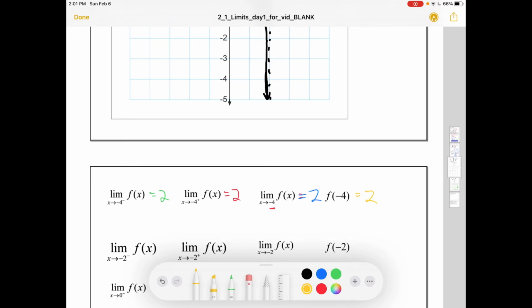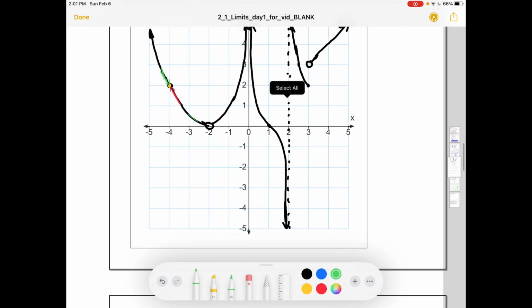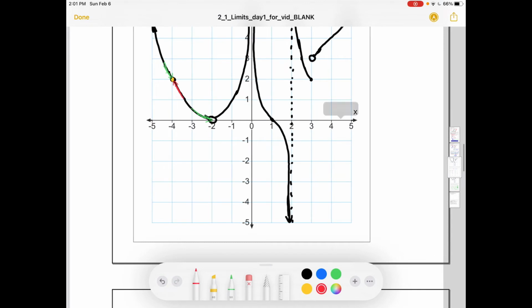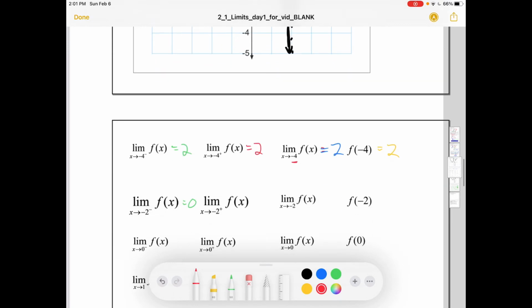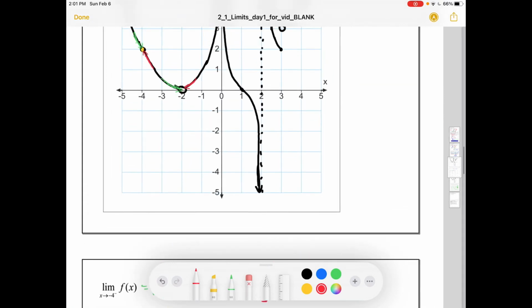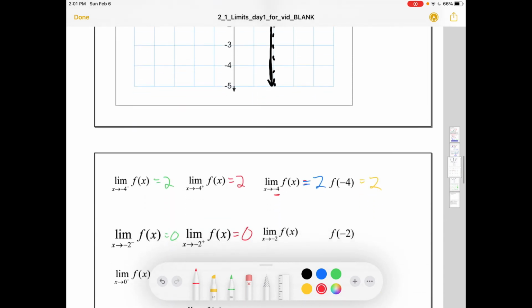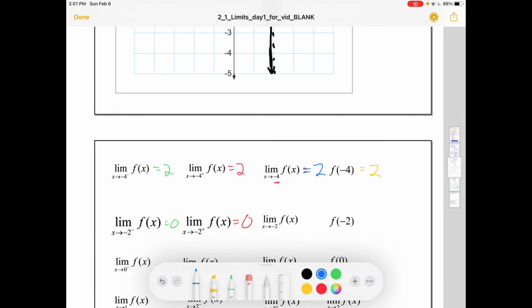Let's try another one. As we go to negative 2 from the left, okay, so negative 2 from the left, we're going towards 0. Negative 2 from the right, so I'd just be using my right hand and tracing this. Oh, still going towards 0. The overall limit. Are they going to the same thing from either side? Yes, they are. They're both going towards 0. So the overall limit here exists.